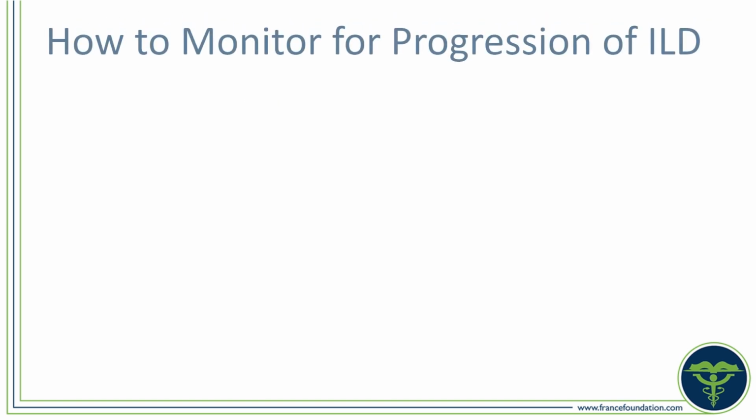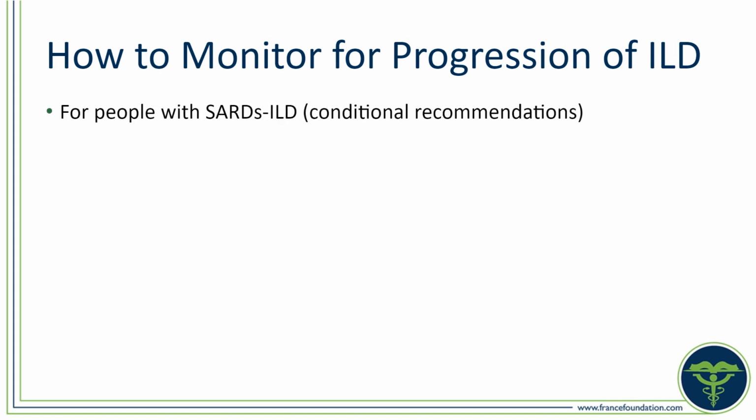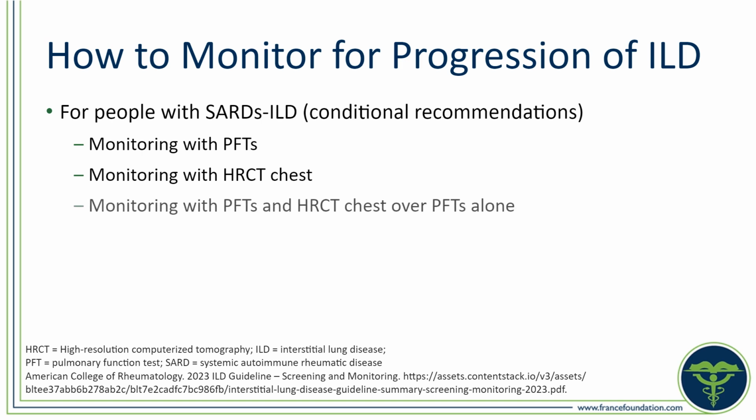So how we monitor for progression in these patients is largely based on the guidelines that I previously mentioned on PPF. But in the ACR guidelines, they recommended the following conditionally: monitoring with PFTs, monitoring with HRCT of the chest, monitoring with PFTs and HRCT of the chest over PFTs alone, as well as monitoring with ambulatory desaturation testing.